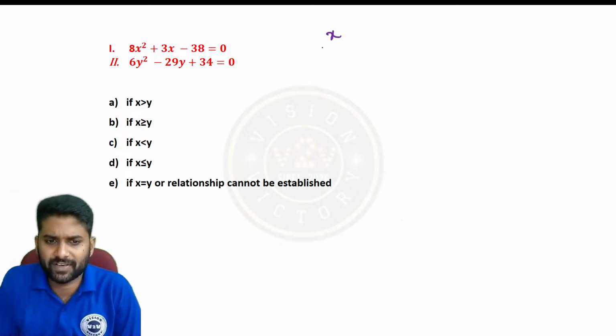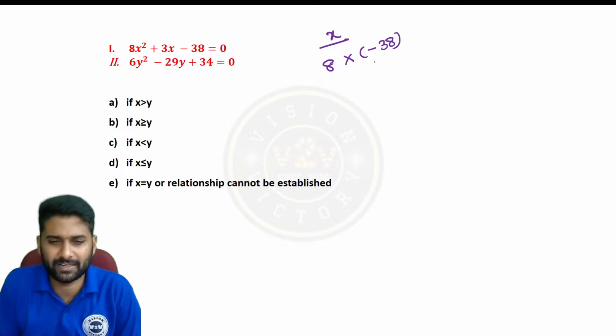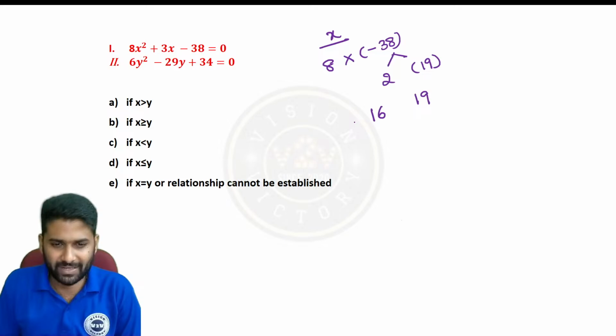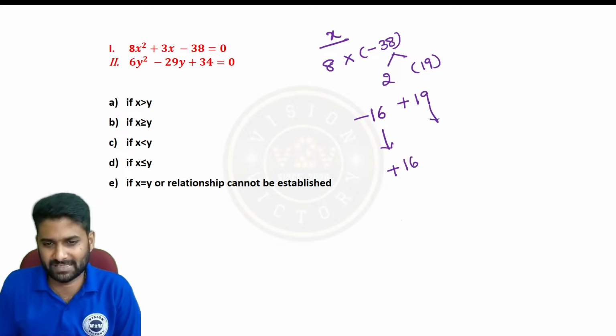Now see here the x factors. 8 is multiplied by minus 38. Now you can take here 2 multiplied by 19. Now see here the factors are 16 and 19. We need the highest factor to be positive and the lowest factor to be negative. Final factors: plus 16, minus 19, divided by 8.